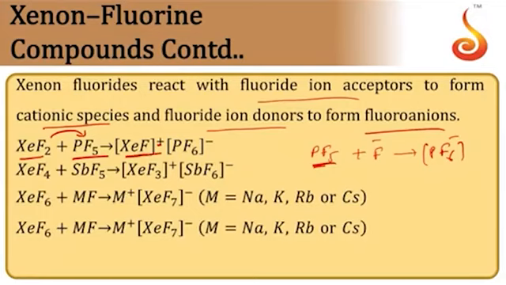So if we have a fluoride ion acceptor like PF5, SbF5, the xenon fluorides exist as cationic species. If you have fluoride ion donors like say metal fluorides, they will become very easily M plus and F minus ion. If we take the reaction between XeF6 and metal fluoride here, XeF6 accepts F minus ion. It forms an anion then. So with the fluoride ion donors like metal fluorides, they are forming fluoroanions. If we have fluoride ion acceptors, they are existing as cationic species.